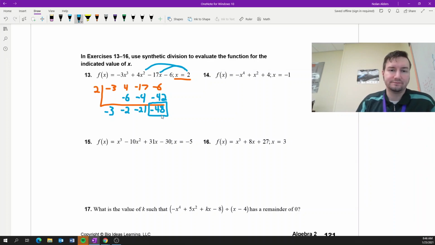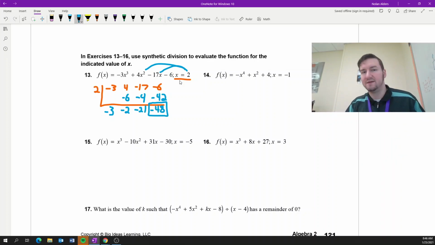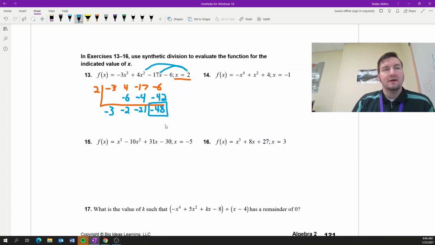Anyway, so this is actually called the remainder theorem, but you can use the remainder theorem to figure out when you're trying to evaluate a function for a specific x.